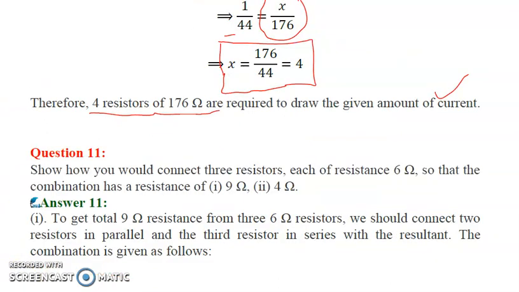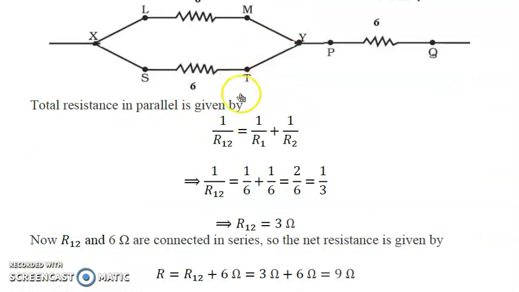So I won't discuss this question in detail because I have already discussed the same sort of questions in the previous videos. You have to connect these 3 resistances, each of resistance 6, so that the combination has a resistance of 9 ohm and 4 ohm. वो बताया था ना मैंने, कॉम्बिनेशन बना के देखने हैं.